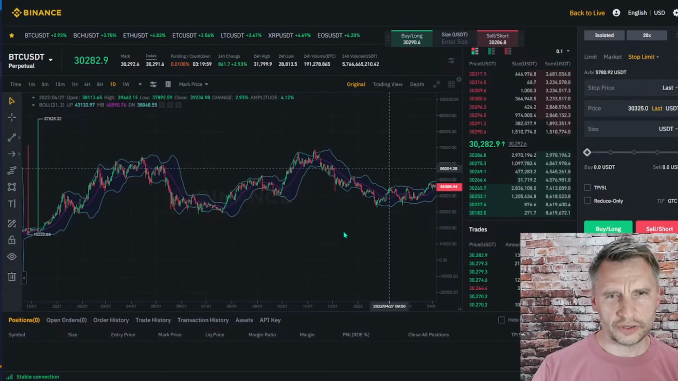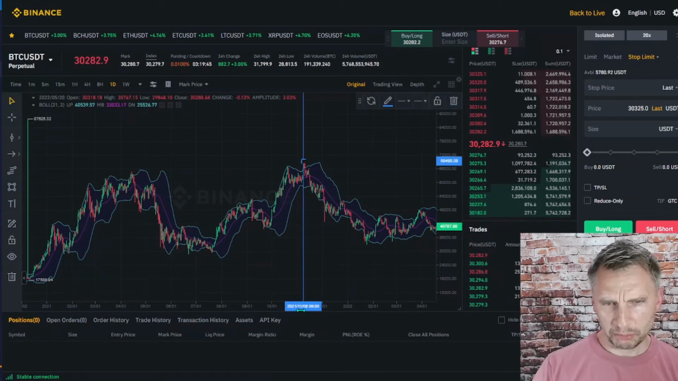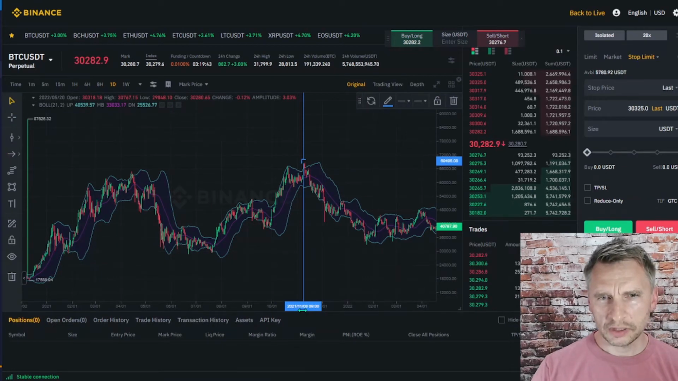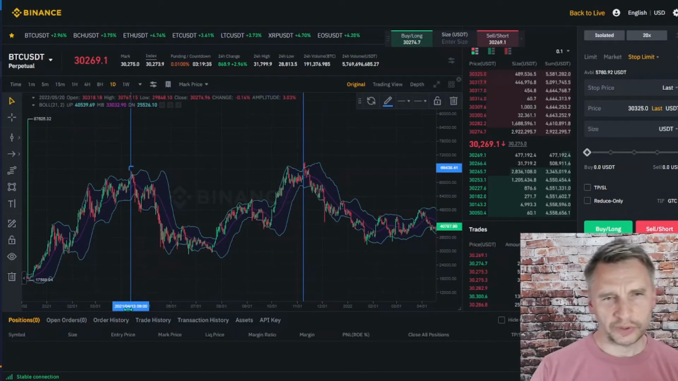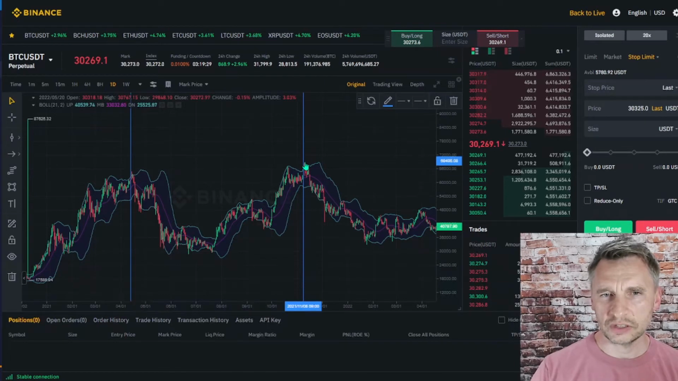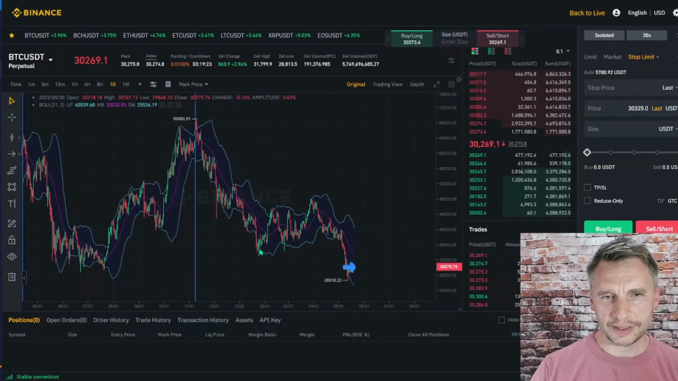So these are the last two peaks. This is the peak of November 2021, and here's the peak of April 2021. So the two highest positions at 69,000, Bitcoin reached 69,000 right here, and then 65,000 over here. And then since then Bitcoin has had a cascading move to the downside.